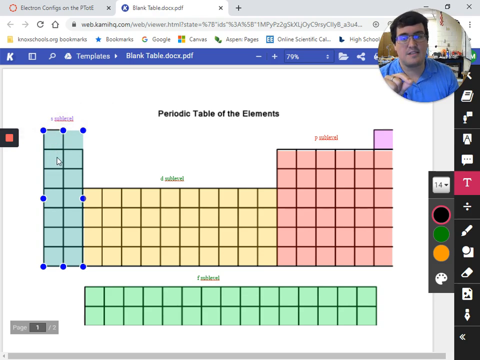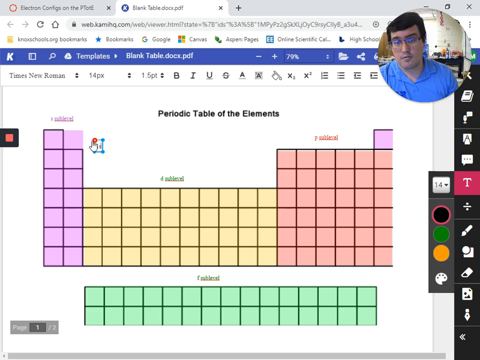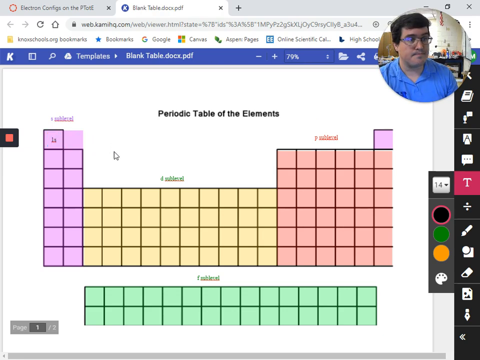I know this ends in an S. I know this ends in an S. I know that ends in an S. But the key is to figure out what S these guys end in. And it's pretty simple. When you're drawing the diagonal rule, the first thing you always draw is always 1S, right? So that first element is going to be 1S.